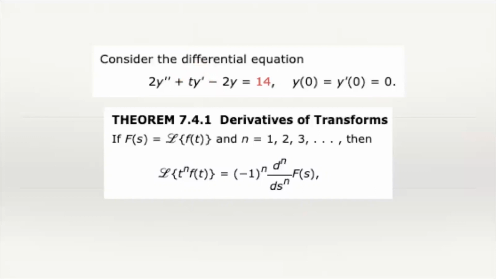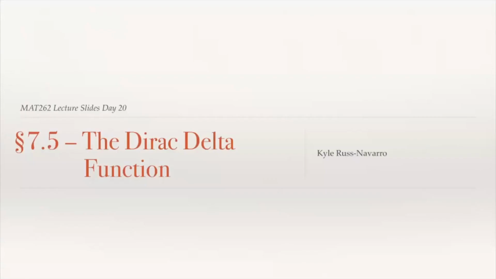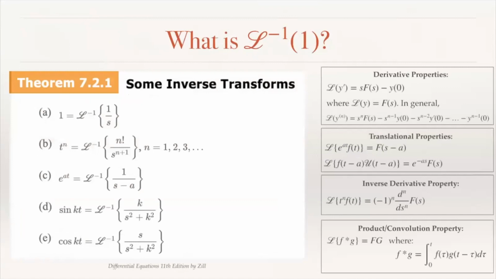Now let's begin chapter 7.5 on the Dirac delta function. So take a look at our known transforms. We have 1 over s, things over s to the n, 1 over s minus a, 1 over s squared plus 1 squared, etc. But what is the inverse transform of 1? A simple 1 is missing from all of these known transforms. It will turn out that the inverse transform of 1 will be the Dirac delta function, which this section is about.